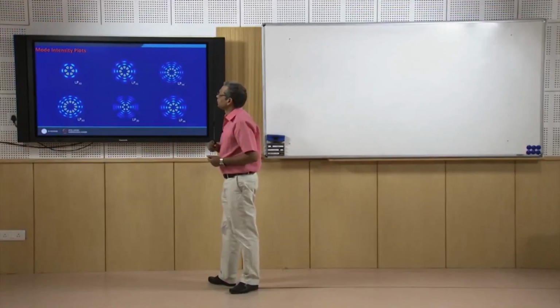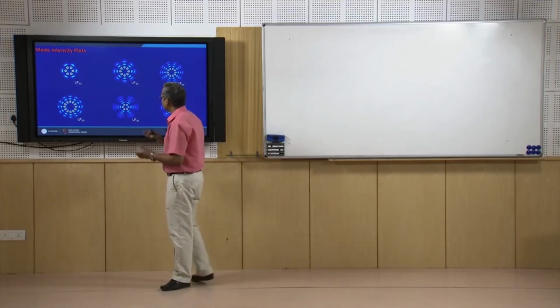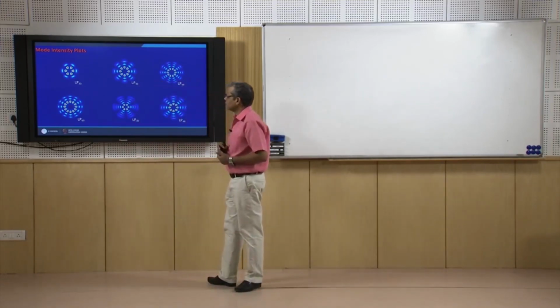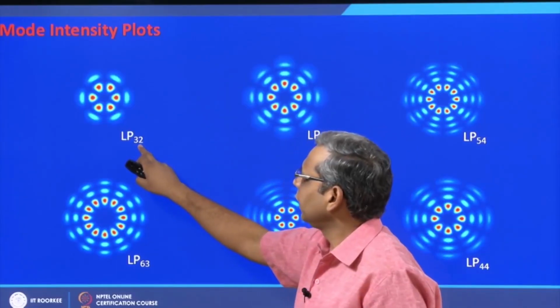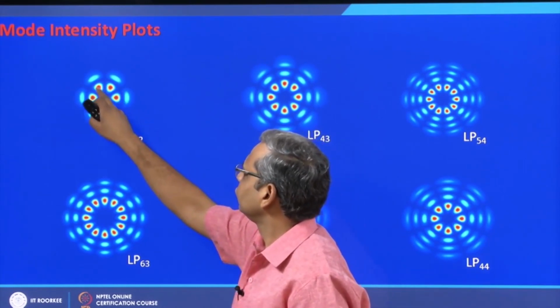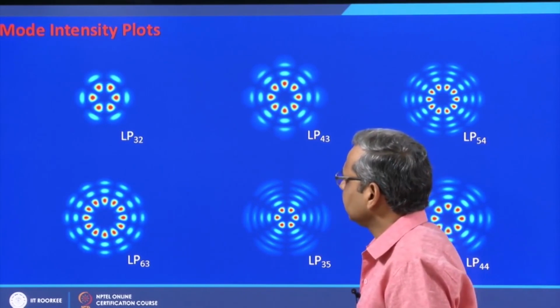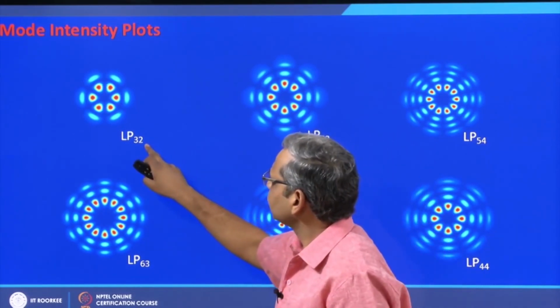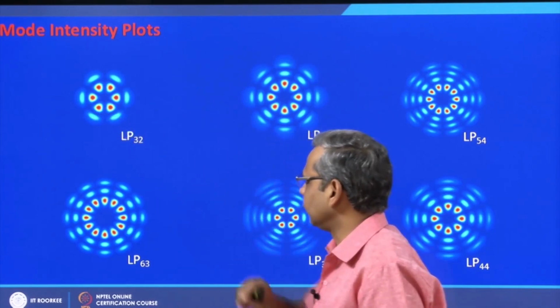For example, these are the intensity plots of various higher order modes. This is LP32 mode. LP32 mode will have 6 zeros in phi direction. So, I have 6 zeros, 1, 2, 3, 4, 5, 6 zeros in phi direction and 2 minus 1, that is 1 zero in r direction, except a zero at r is equal to 0.